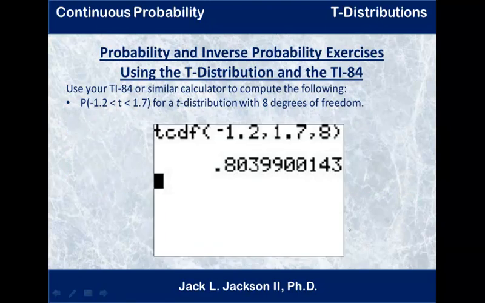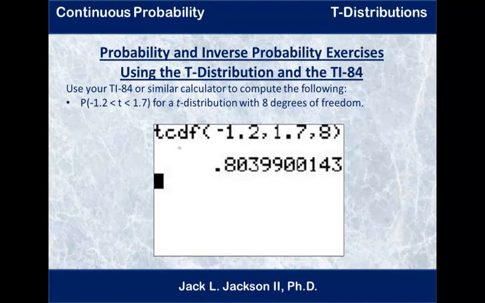So the first one, we want to know the probability that t is between two values. In this case, negative 1.2 and 1.7. That's really easy with the TCDF function. It's really set up to do problems exactly like this. So you choose TCDF from your menu. The menu there is second vars, which is the distribution button. So that's choose distribution, which is second variables, and then it's one of the first few there will be TCDF.